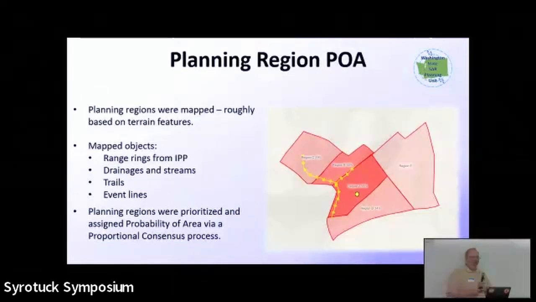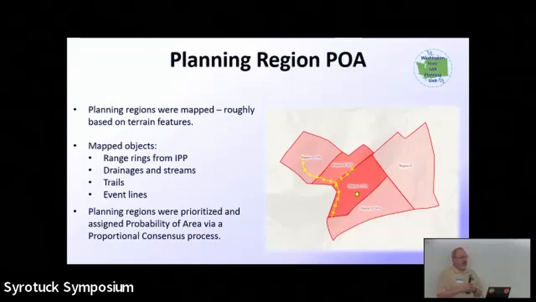All right. So then we went to the more traditional search theory application, and we made planning regions that were roughly based on terrain features, right? Then we mapped our objects, where the item was found, and the event lines, drainages, and streams and trails, and animal paths in that area. So we mapped all those things, and then we prioritized the planning regions by using an assigned probability, using a proportional consensus model. So we had an initial POA score for each planning region.